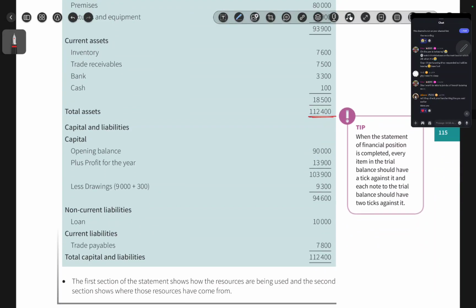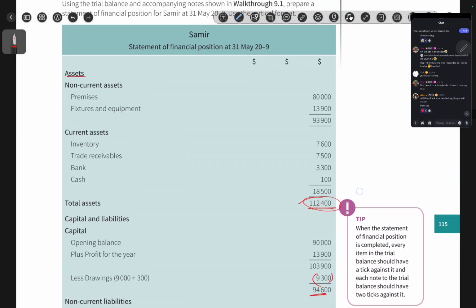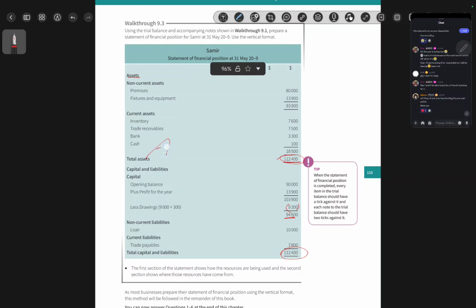Then we have our capital and liabilities. For capital, we take anything that increases the capital and add it, and subtract anything that decreases the capital. We get our capital. Then we take our non-current liabilities and current liabilities. Then we get the total, 112,400, 112,400. You see what happened here? Assets equal capital plus liabilities. Very simple. And if assets are not equal to capital plus liabilities, it does not mean that the equation is wrong.